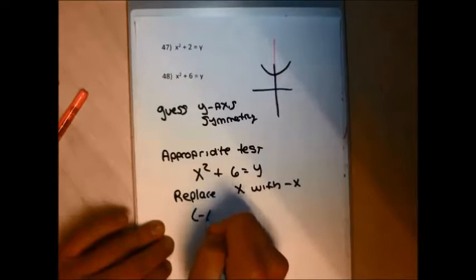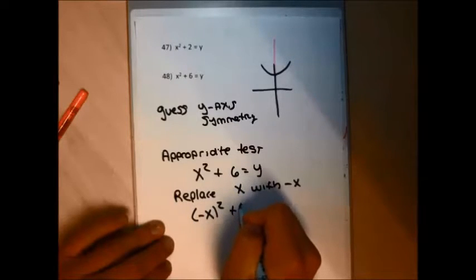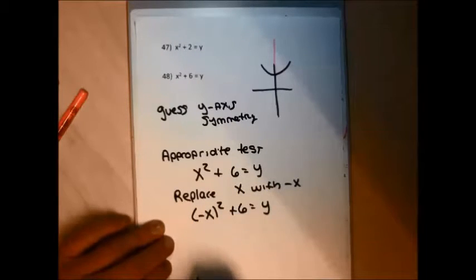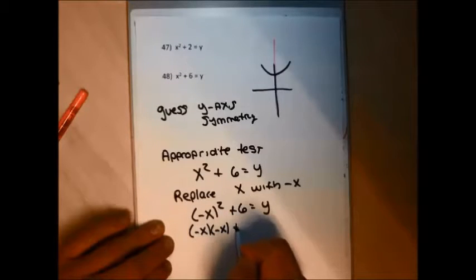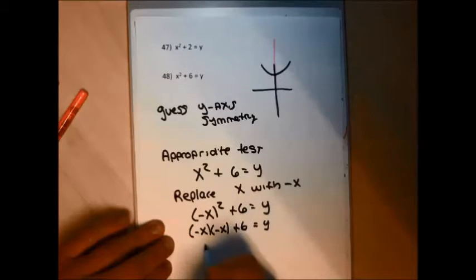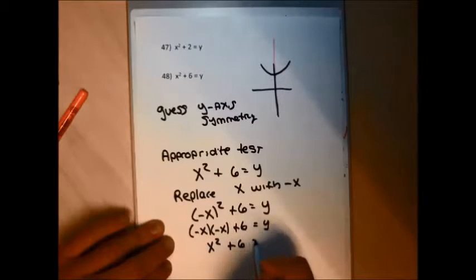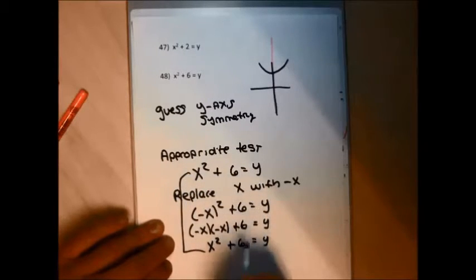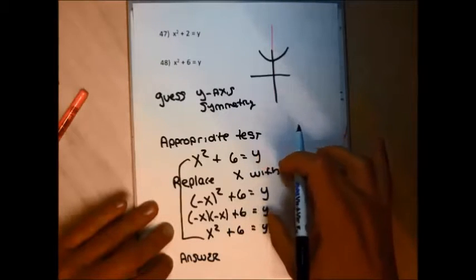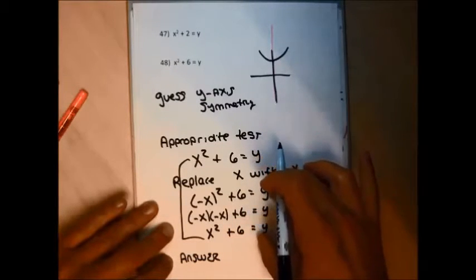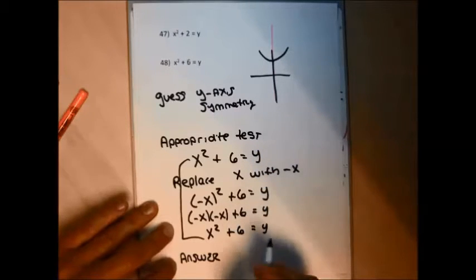So I'm going to go, does negative x squared plus 6 reduce to the original problem? Well, negative x squared is negative x times negative x. And negative times negative is a positive. x times x is x squared. So since that reduces to the original problem, my guess is correct because the test worked. I did the test and the algebra that I did reduced to the original problem. The graph has y-axis symmetry.